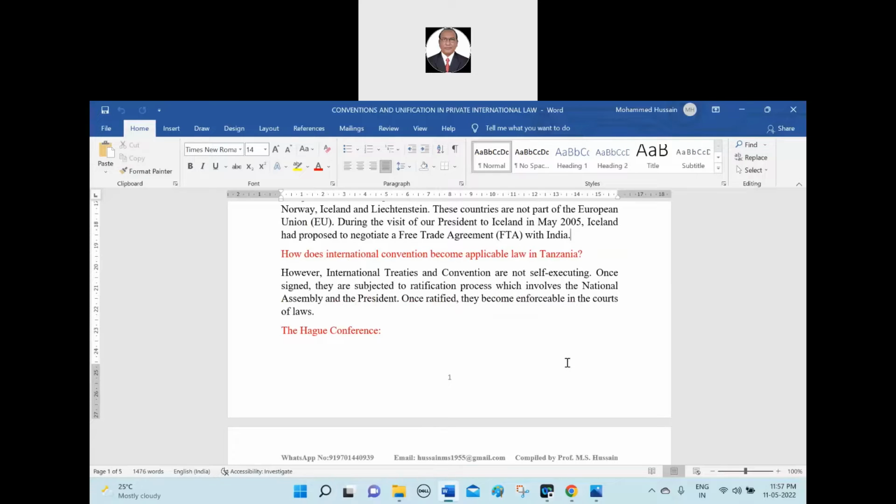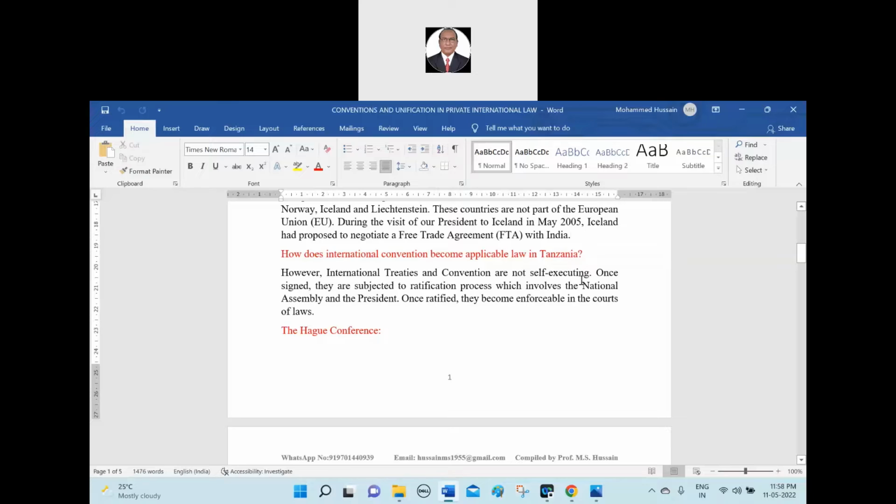So how does an international convention become applicable in Tanzania? See, unless you have taken membership in the particular bilateral treaty or multilateral treaty or the conventions or the declarations or the protocol, whatever you say it is, the international treaties and conventions are not self-executing.